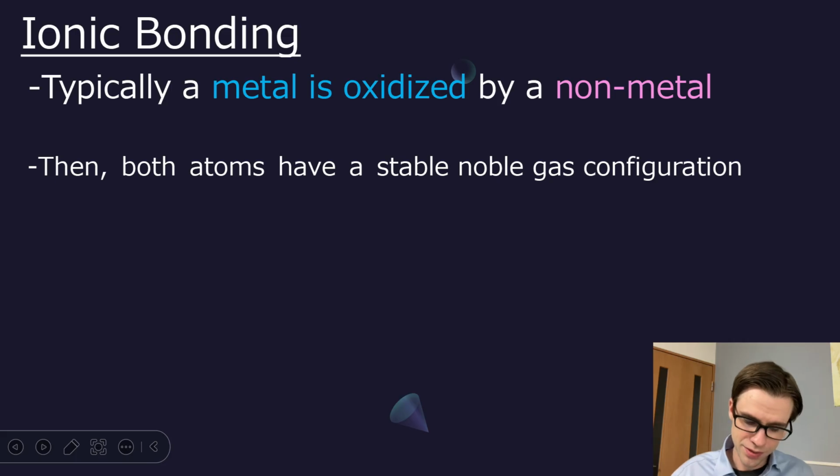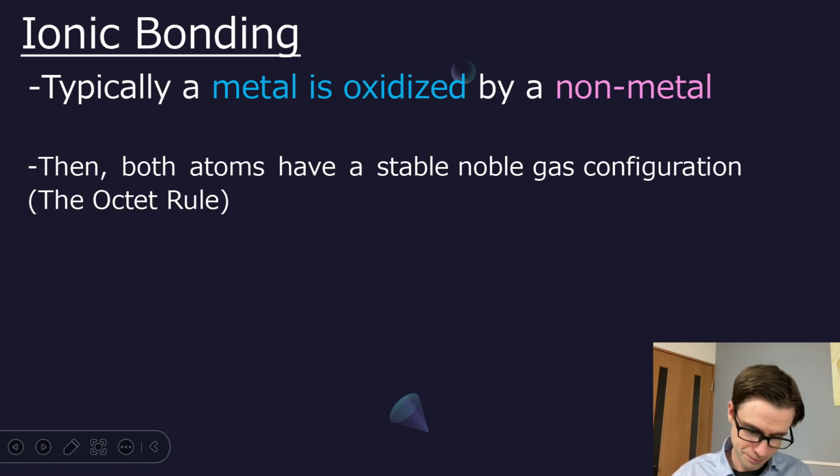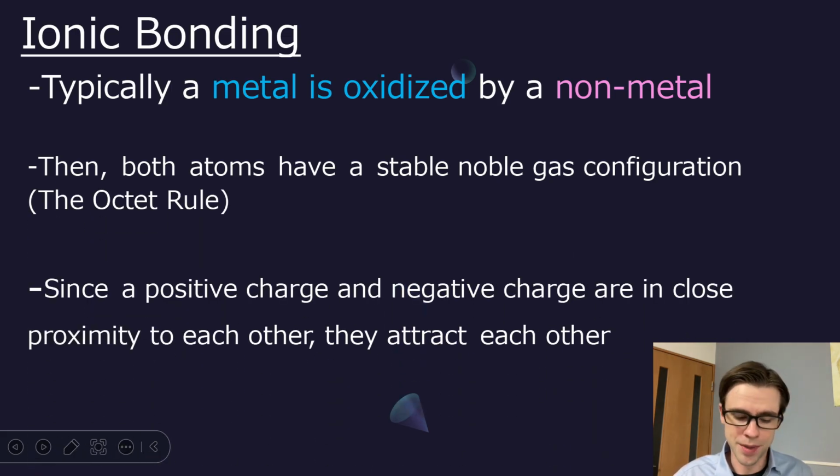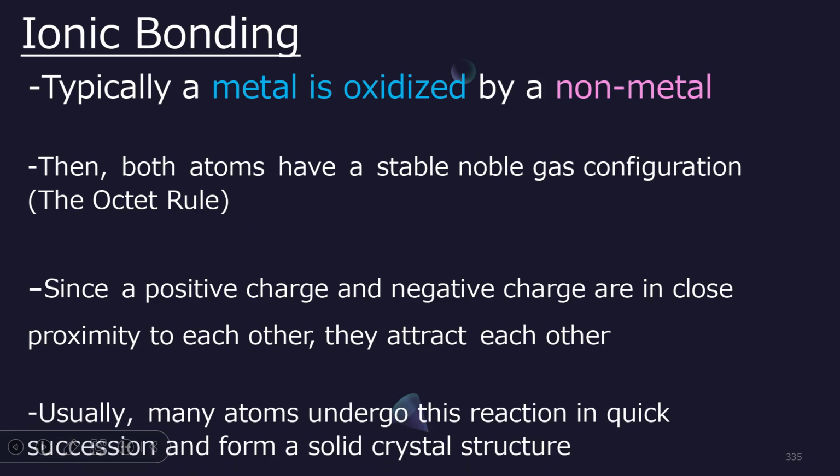Then both atoms have a stable noble gas configuration. The octet rule will be obeyed. Since a positive charge and negative charge are then in close proximity to each other, they attract each other, and they get stuck. Usually, many atoms undergo this reaction in quick succession to form a solid crystal structure. That's how we get our solid salt crystals. And that's basically all there is to it.